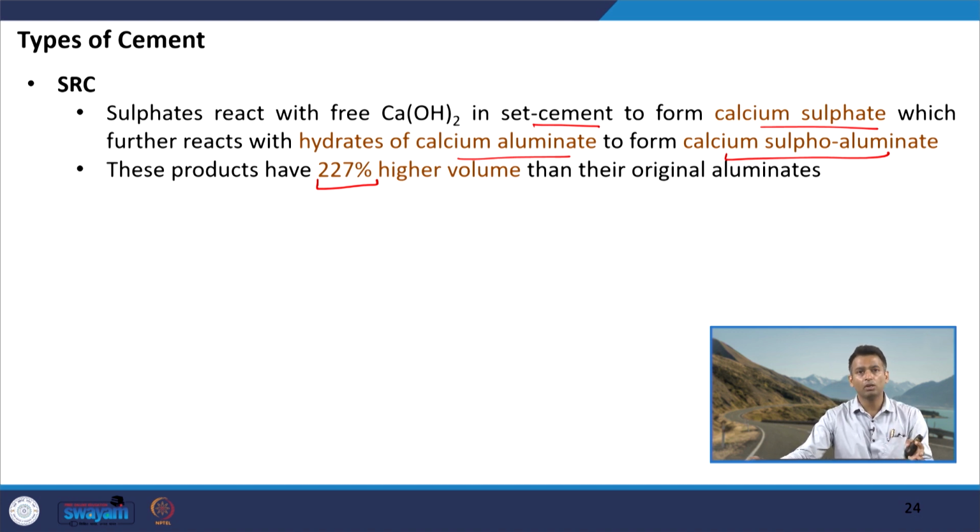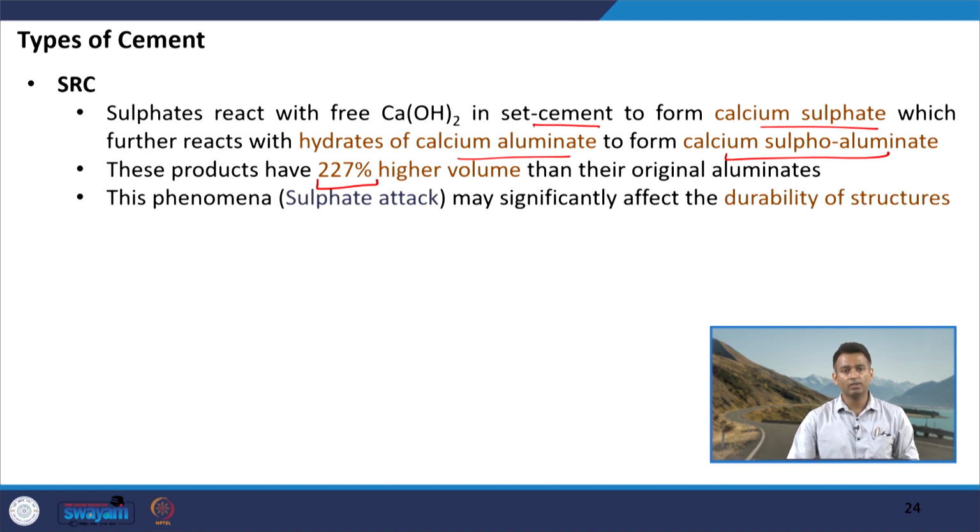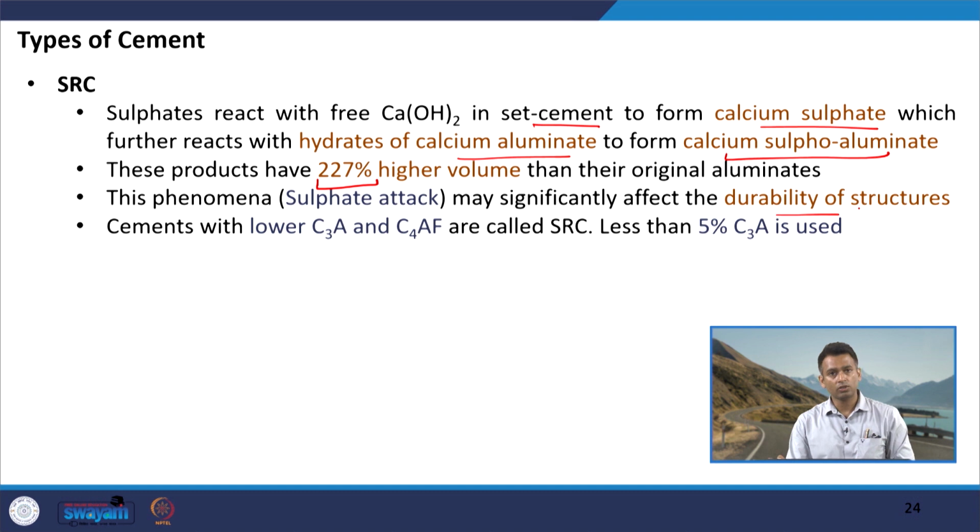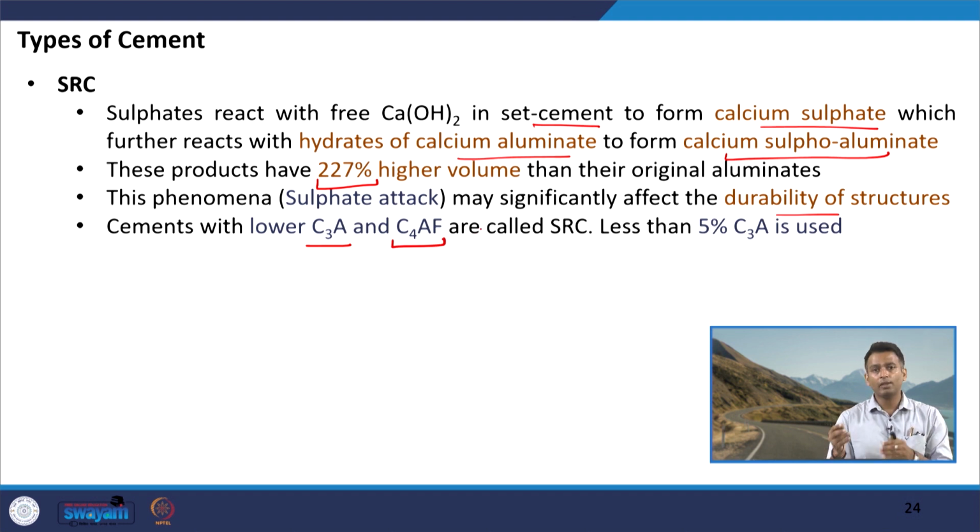You can try to imagine that this significant change in volume can lead to failure in the concrete system. This phenomenon greatly affects the durability of structures where there is a higher formation of calcium hydroxide and the amount of C3A and C4AF is also higher. Therefore, sulfate resisting cements are special cements where, during production, the amounts of C3A and C4AF are kept lower. This is another way of dealing with sulfate attack.